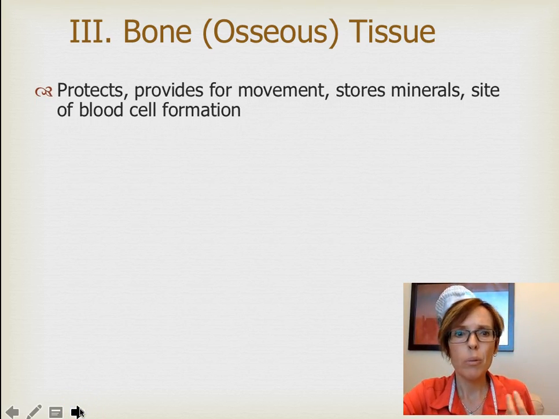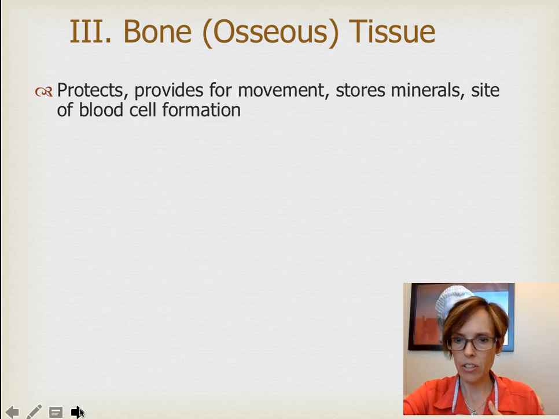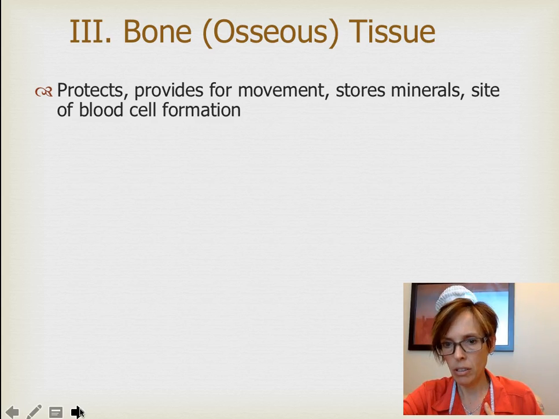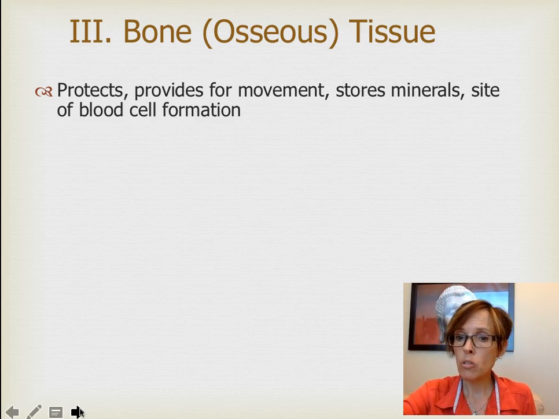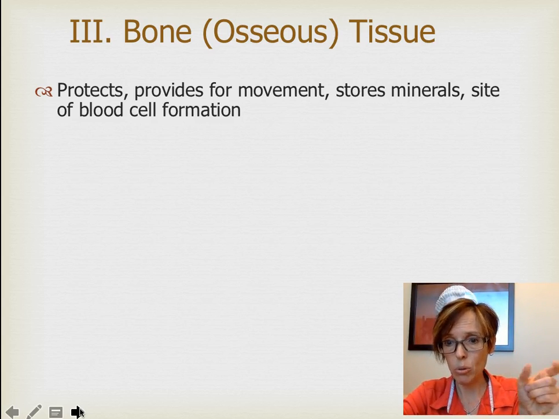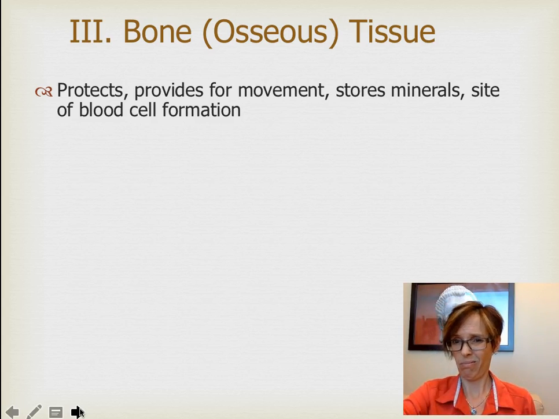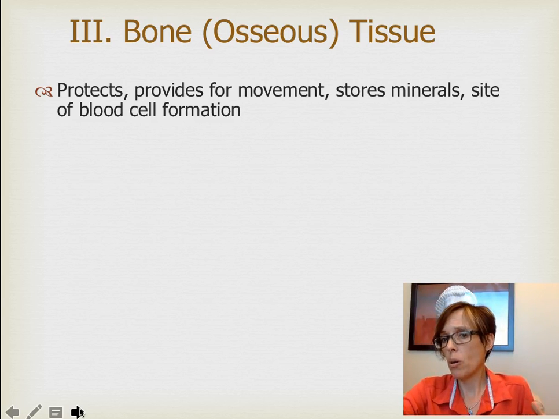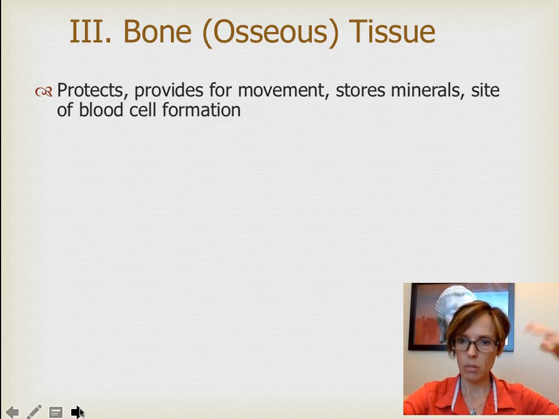So I think we all know bone protects things, right? We have bones right underneath the skin in our chest that help protect our heart, our lungs, our brain. Bone also provides movement. If we didn't have bones, all of our muscles would just make us move like worms. Thankfully, muscles can pull on our bones, and we get these nice big movements that we're so familiar with.